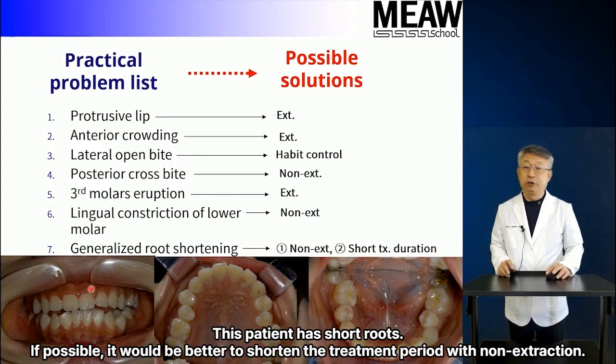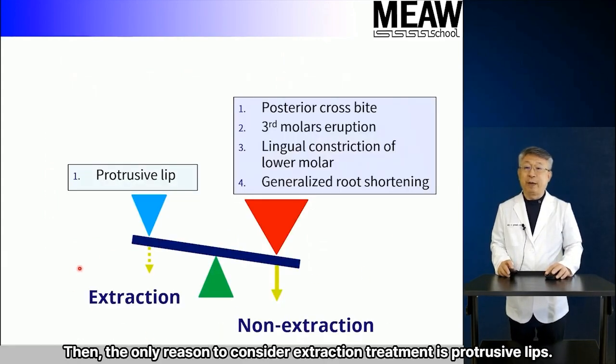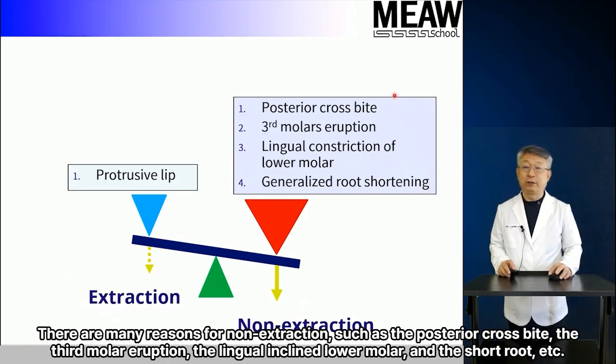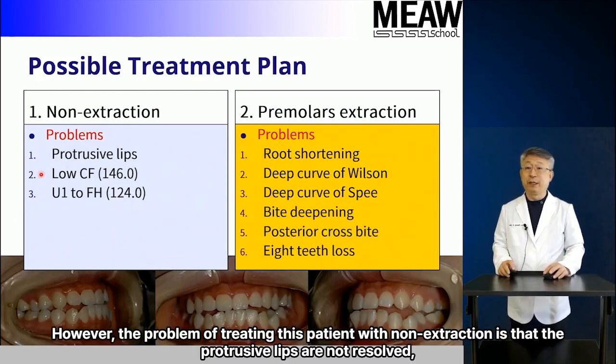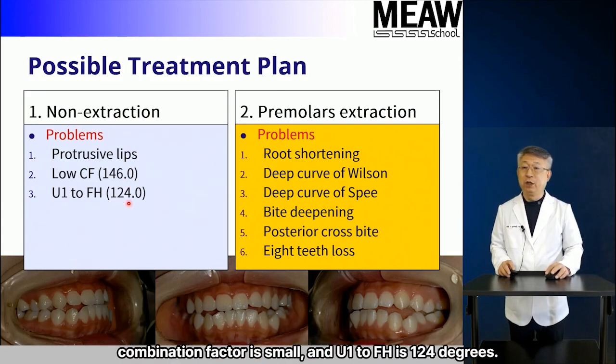This patient has short roots. If possible, it would be better to shorten the treatment period with non-extraction. Then, the only reason to consider extraction treatment is protrusive lips. There are many reasons for non-extraction, such as the posterior crossbite, the third molar eruption, the lingually inclined lower molar, and the short root. However, the problem of treating this patient with non-extraction is that the protrusive lips are not resolved. Combination factor is small and U1 to FH is 124 degrees.